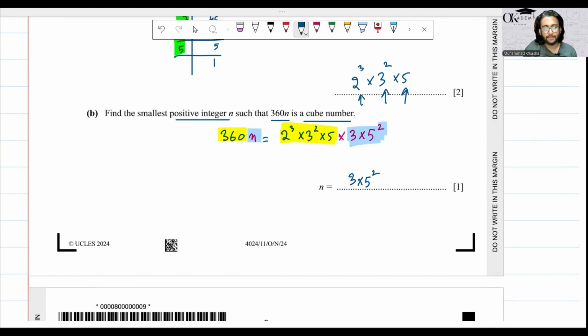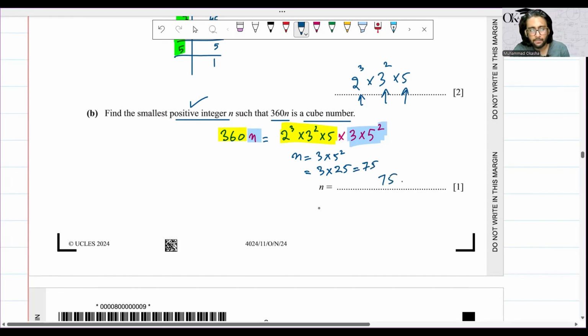I think solve it first. So n is equal to 3 times 5 squared. You have to find the smallest positive integer, right? So you have to write it in the form of an integer. 3 times 5 squared is what? 25. 25 times 3 is 75. So 75 is my answer for this bit.